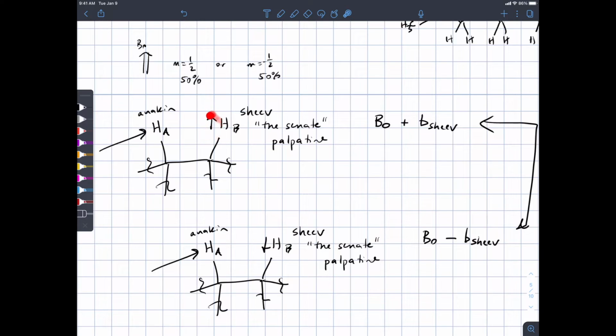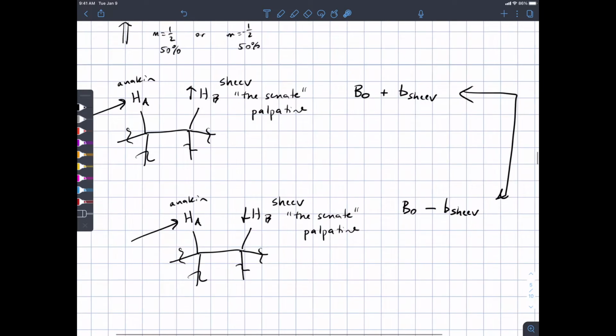And if Palpatine is aligned with the field, then Anakin is going to experience the external magnetic field plus the field generated by Palpatine. If Palpatine is aligned against the magnetic field, then Anakin is going to experience the external magnetic field minus the influence of Palpatine. So there's two different situations that occur on average 50% of the time. In 50% of your molecules, Anakin will experience this. In 50% of your molecules, Anakin will experience this.